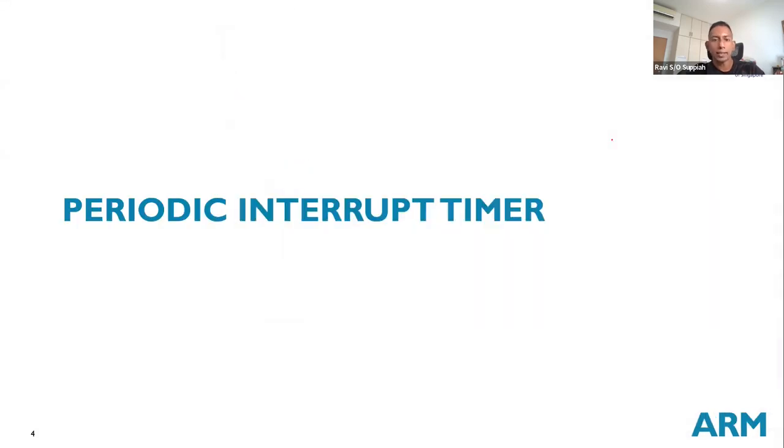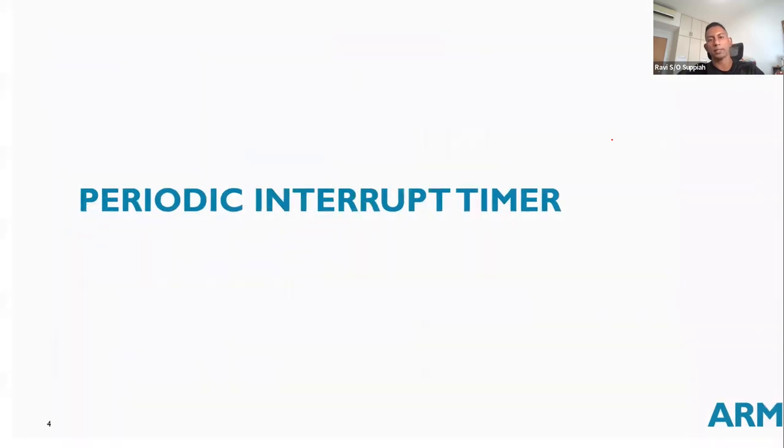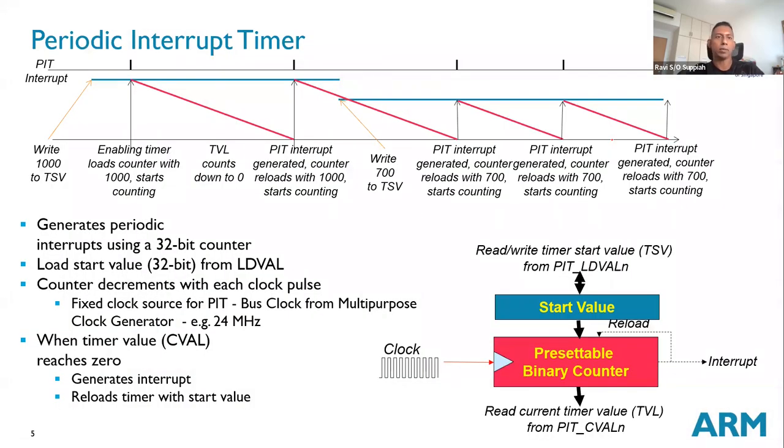For the KL25Z, one of the simple modes of operation of a timer is what we call the PIT, or the periodic interrupt timer. In this periodic interrupt timer, you write a value to a register, which is the timer start value. Once you write a value to the register, it just automatically starts counting down until it hits zero. Once it hits zero, it will automatically reset to the same starting value and trigger an interrupt.